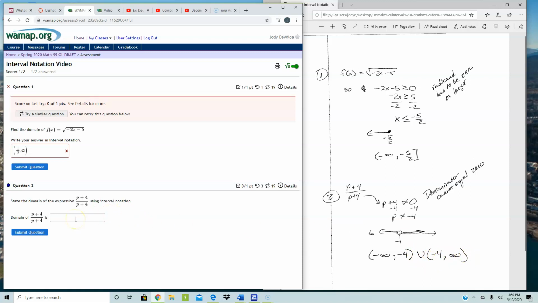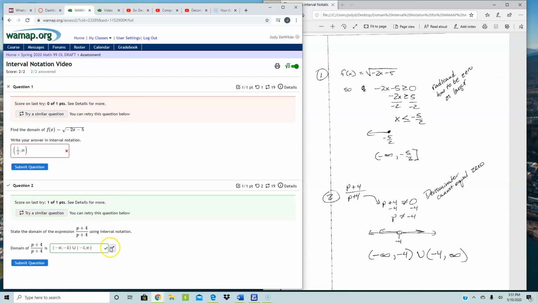So let's put that in as our answer. Again, it's interval notation. I'm going to choose that. I want just open parentheses, and I can choose negative infinity, comma, negative 4, and then I click outside of the parentheses and choose my union symbol. Then a new set, starting again at negative 4, comma, going to infinity. And then I can hit submit, and I can look at the key to see the same answer.